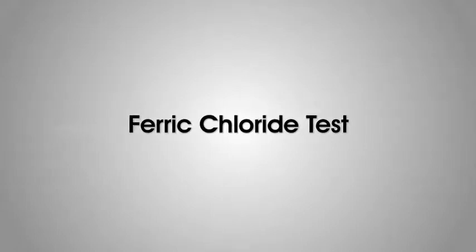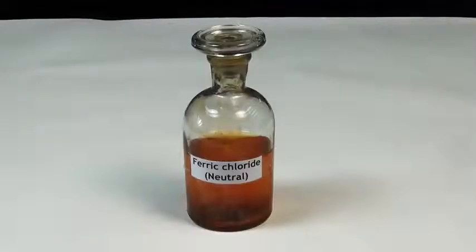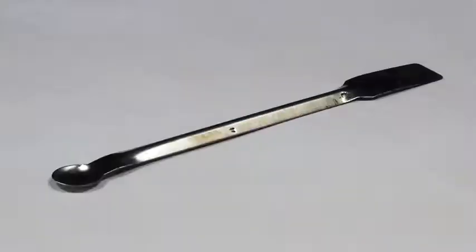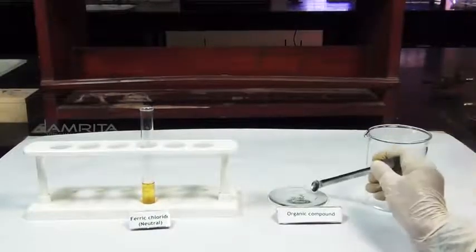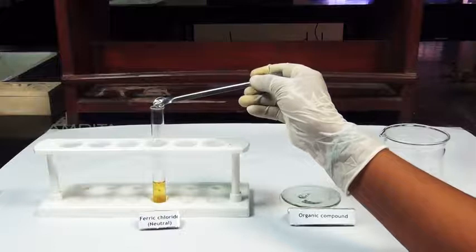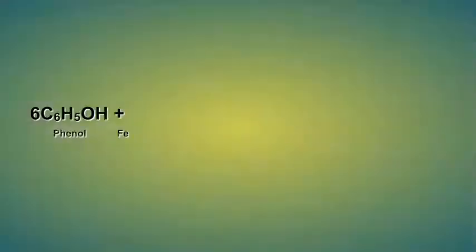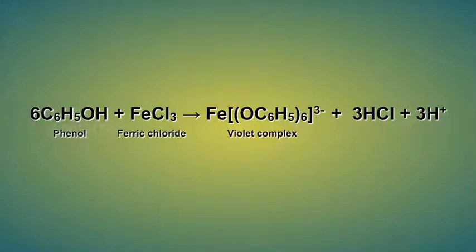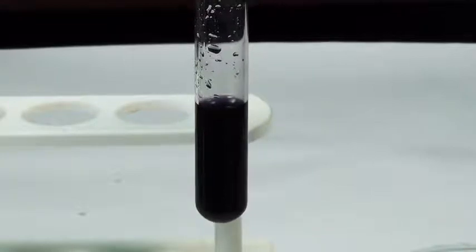Ferric chloride test. Materials required: organic compound, neutral ferric chloride solution and spatula. Procedure: take a small quantity of organic compound using a spatula. Add it to a small quantity of neutral ferric chloride solution taken in a test tube. Phenol, on reaction with neutral ferric chloride, gives a violet color due to the formation of a complex.